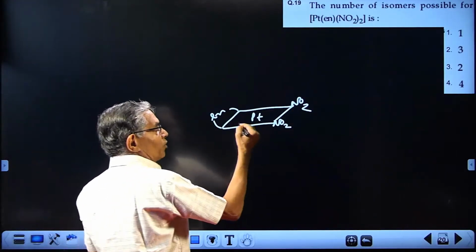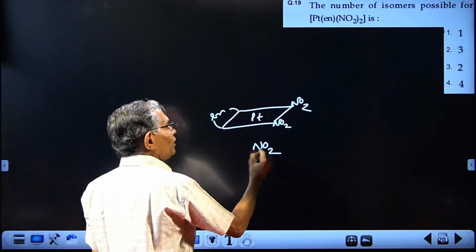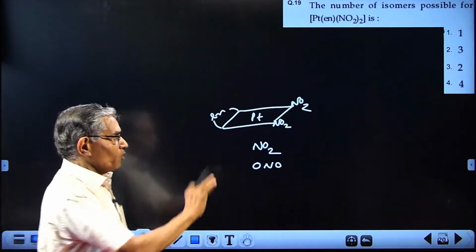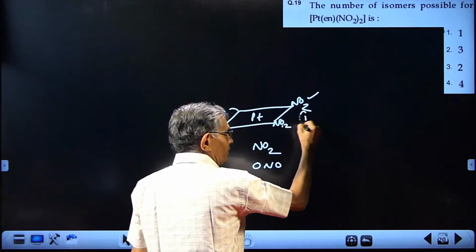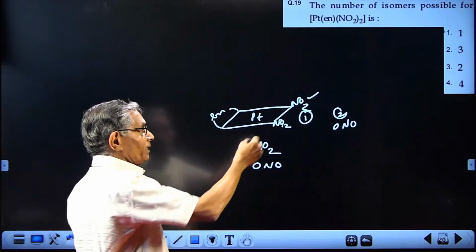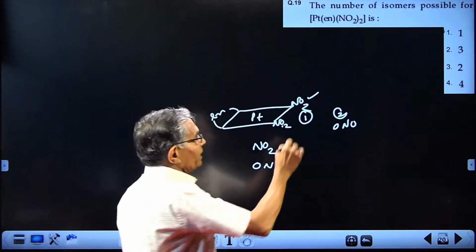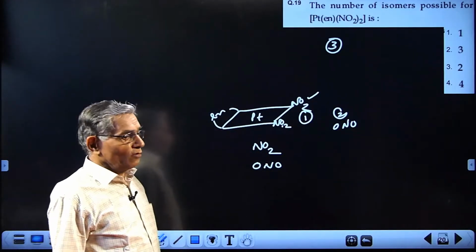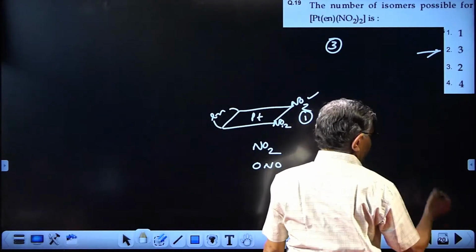Okay, so what is the possibility? NO2 can have 2 structures. It can be either NO2 or ONO. They have given only NO2. That means the possibility will be you can have both positions occupied by NO2, both occupied by ONO, and a third possibility, one NO2 and the other ONO. That way there can be 3 isomers. That is it. Therefore, the answer will be 3. Option given 3. Answer 3.